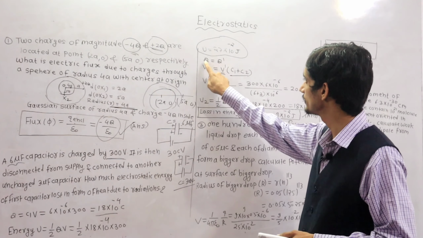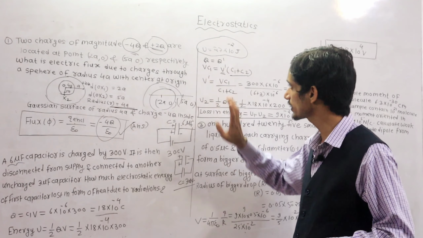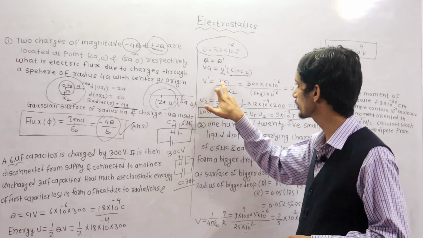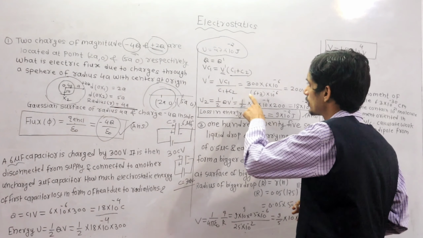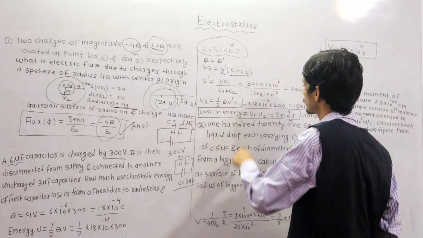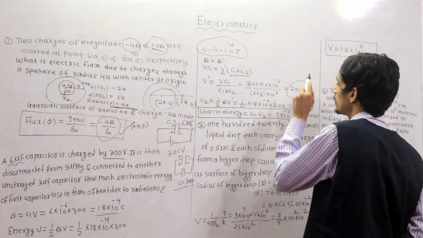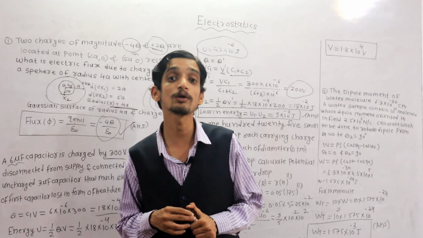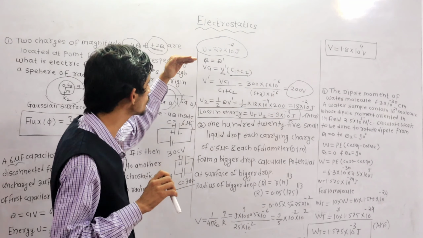This is a very important step. Q is equal to Q dash, so V C1 is equal to V dash times C1 plus C2. So V dash is equal to V C1 upon C1 plus C2. V is 300, C1 is 6 into 10 raised to minus 6, upon 6 plus 3, that is 9 into 10 raised to minus 6. So the common potential is 200 volt. This is a very crucial step in this problem. You have to equate this. Why?